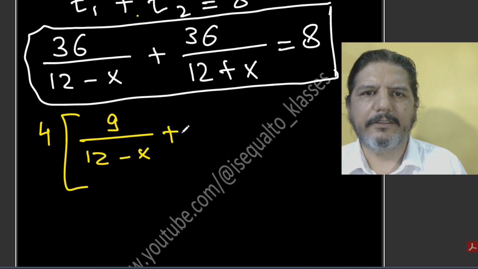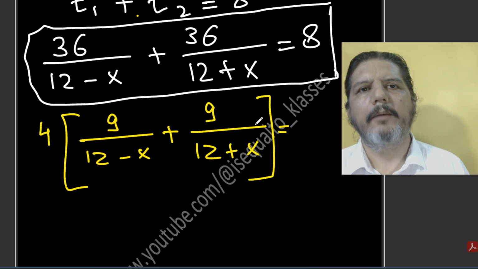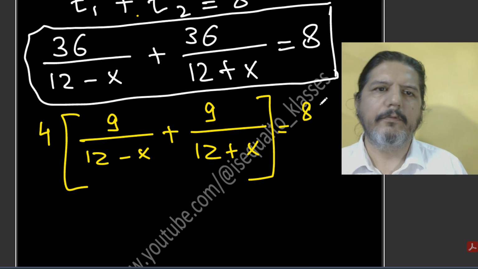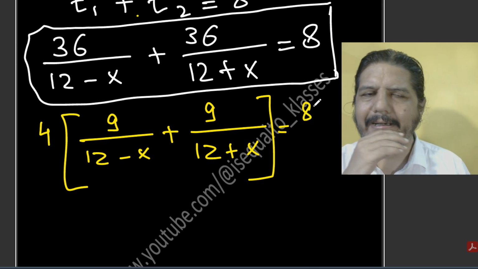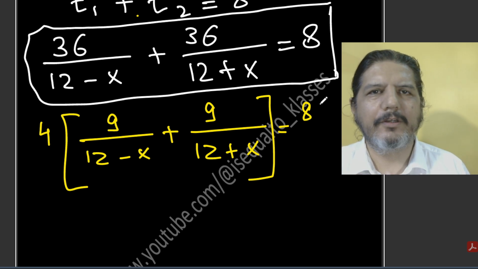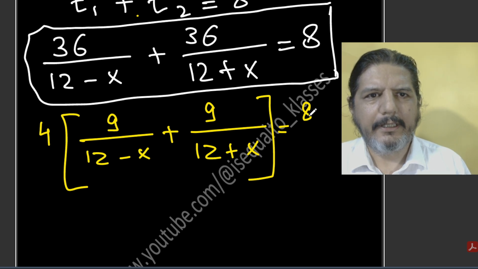See, this algebra that I am doing is a bit difficult. So many of the students face difficulty. I will try to make it easy, but it can't be made easier beyond a point. I hope you understand. So 4 has been taken out, and here you have 8.